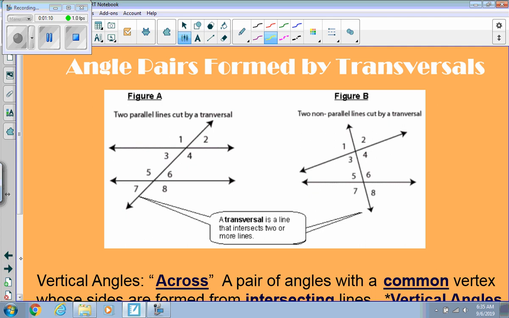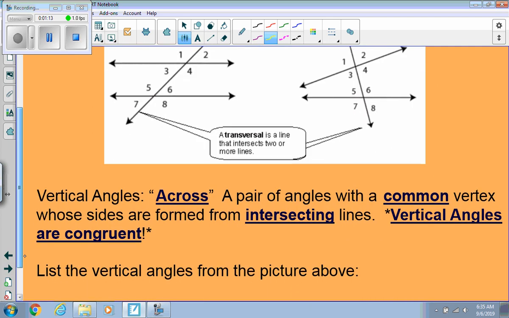Now, vertical angles we have already talked about, but we're going to talk a lot more about them throughout this class. They're going to be angles that are across from each other. It's a pair of angles with a common vertex whose sides are formed from intersecting lines. Vertical angles are always going to be congruent. And if we need to remember, the congruent symbol is a little squiggle with two lines underneath, or the equal sign underneath.